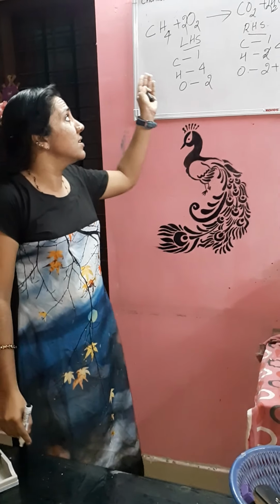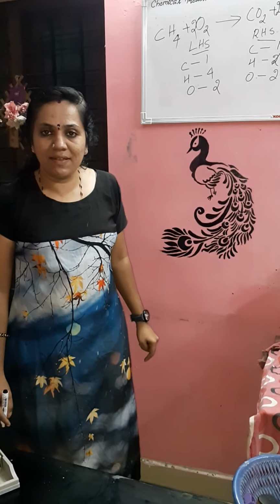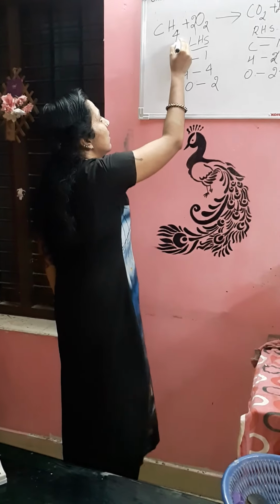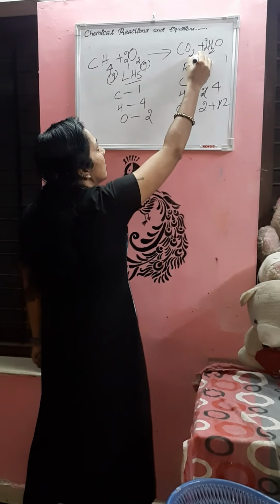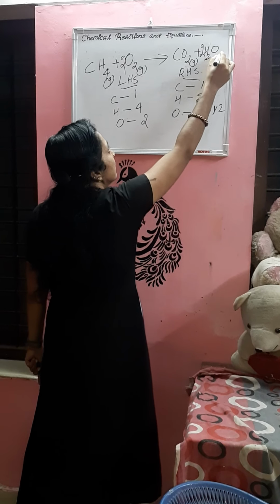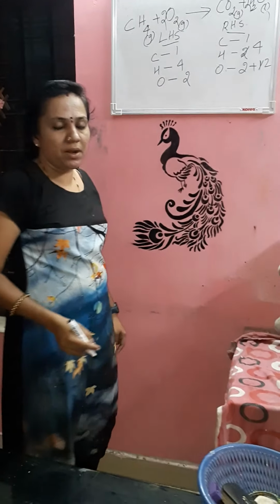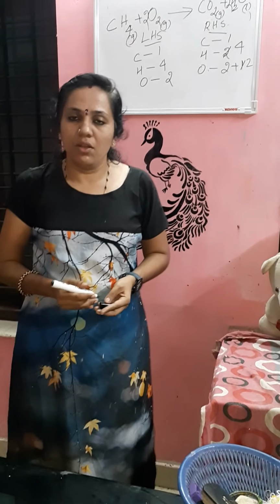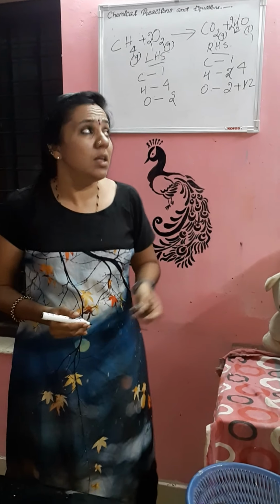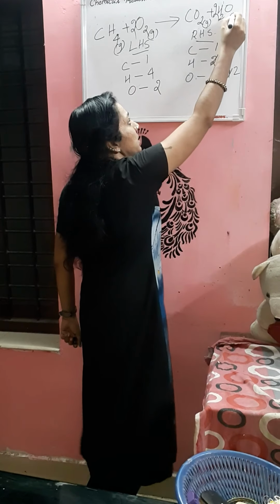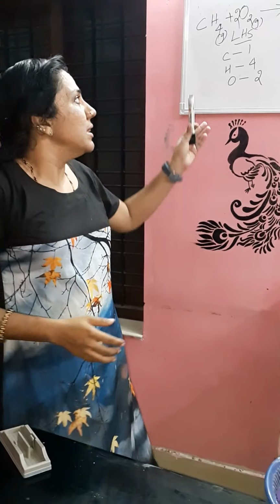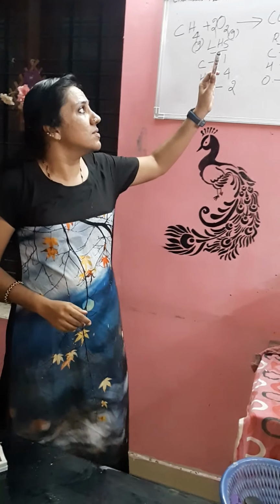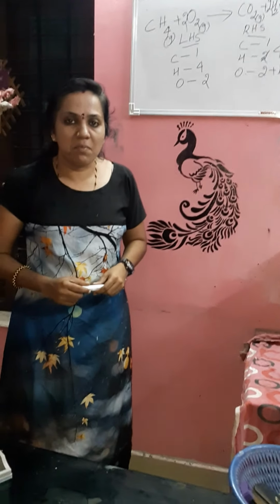Then what is the physical state here? Methane is a gas. Then oxygen, that is also a gas. Carbon dioxide is gas. Water is liquid. It is actually vapor. It is a combustion reaction, so the water will go out as vapor. So you can write it like that. So now you got the balanced chemical equation of methane plus oxygen giving carbon dioxide plus water.